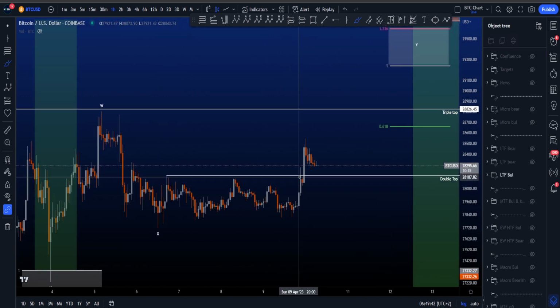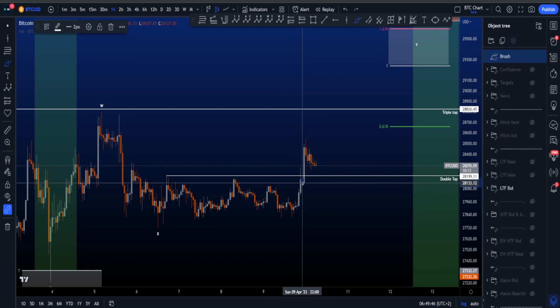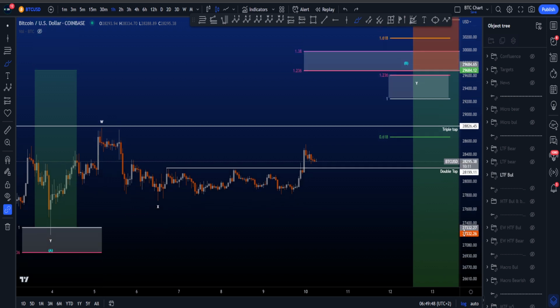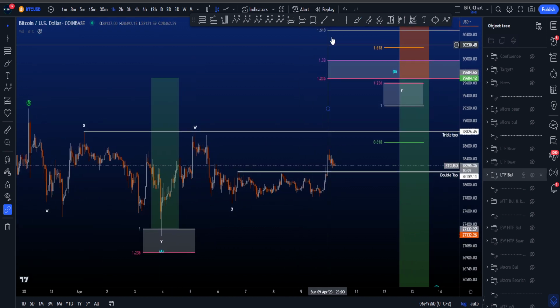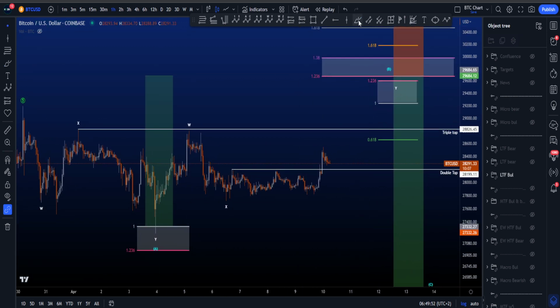We actually wicked on the 1 hour, we wicked above it, then had 1 hour of ranging below the double top before then eventually passing through. So we still have the triple top higher up at about 28.8k. We gotta wait and see what price is gonna do, if it goes this high or not.